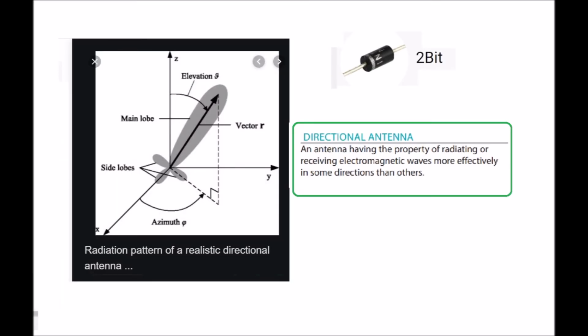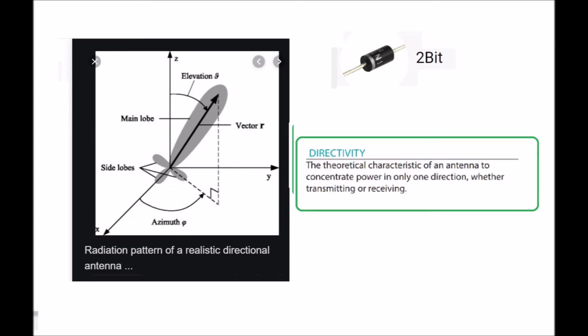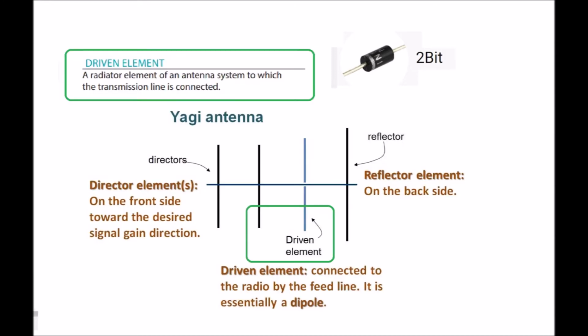Directional antenna: an antenna having the property of radiating or receiving electromagnetic waves more effectively in some directions than others. Directivity: the theoretical characteristic of an antenna to concentrate power in only one direction, whether transmitting or receiving. Driven element: a radiator element of an antenna system to which the transmission line is connected.